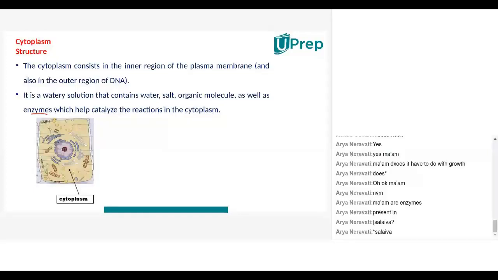Yes, yes, yes. Mom is the largest cell, the female gamete.